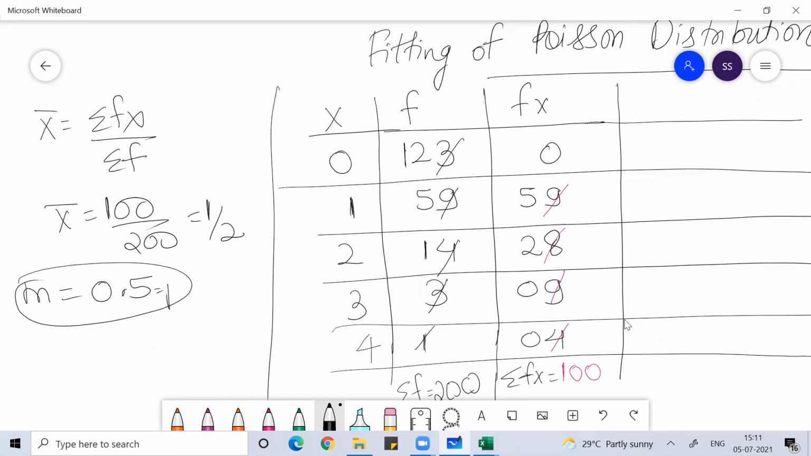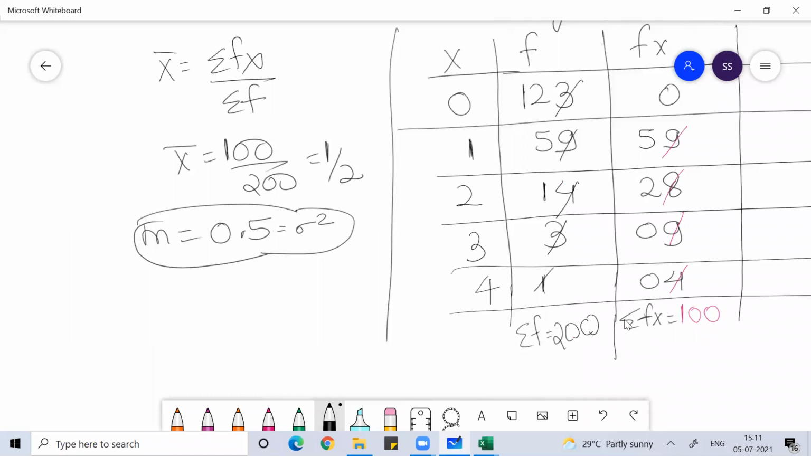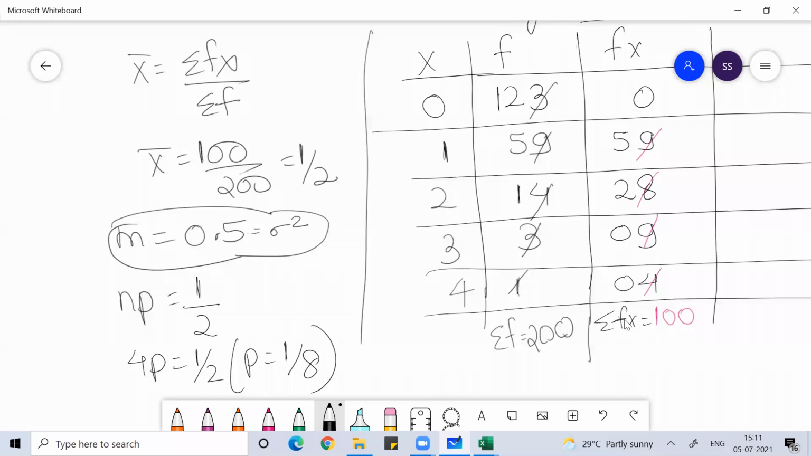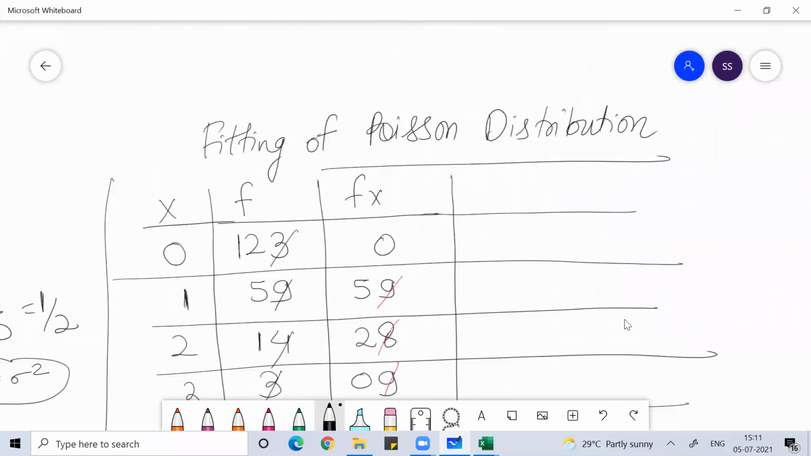The variance also, you know that, is the same thing. If somebody asks what the standard deviation is, that would be the square root of 0.5, correct? So the mean is 0.5 here. You know the formula of mean, N into P. So N into P is 1 by 2, N is 4 here, 4 into P is 1 by 2, so P is equal to 1 by 8. Anyway, here P does not make any significance. So n into p, the mean, is 0.5.